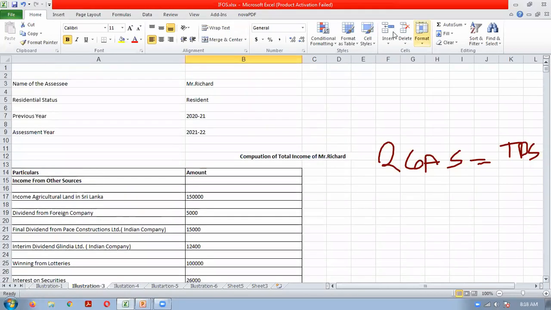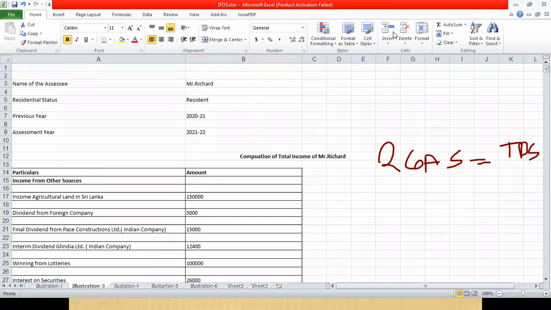See, Form 16 is given by the employer to the employee. In Form 16, salary details will be there. Every employer has to give Form 16 to his employee after the end of the financial year. Based on that, we can do the salary calculation for tax purposes.